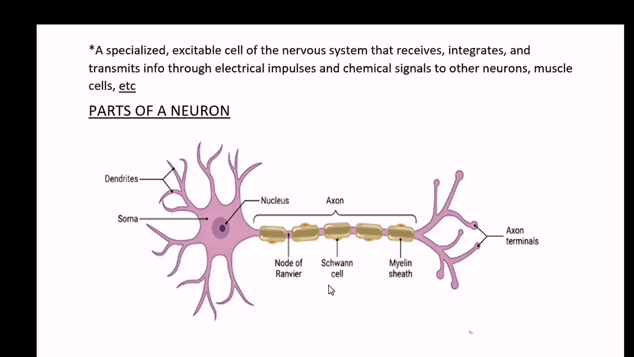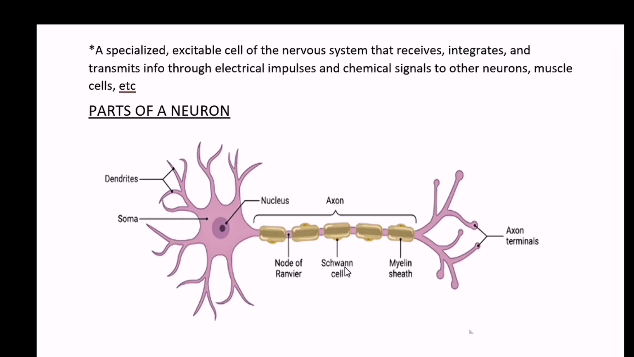We move to the axon terminals, also called synaptic end bulbs. These terminal branches of the axon form synapses with other neurons. So in summary, we said a neuron consists of dendrites that receive signals, a cell body that integrates and maintains metabolism, and an axon that conducts impulses away from the cell body to synaptic terminals.